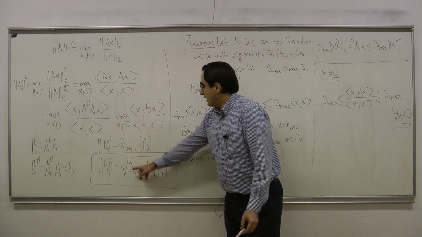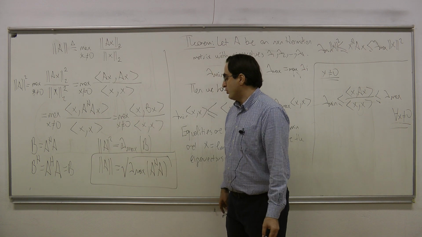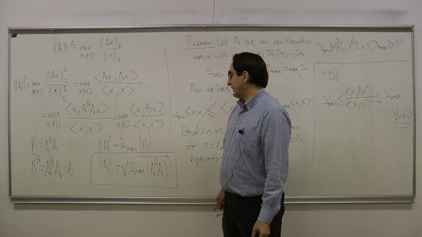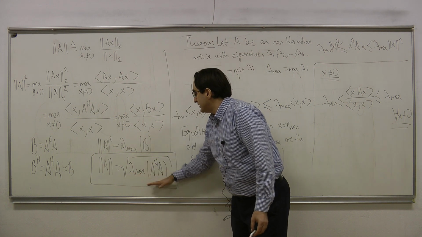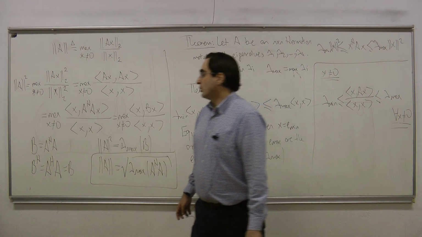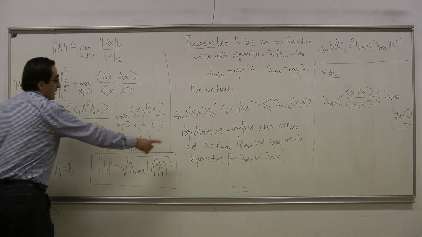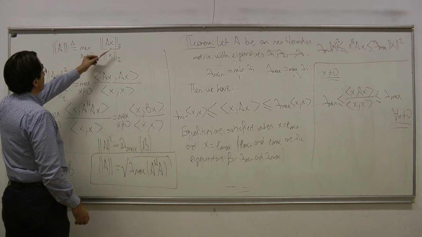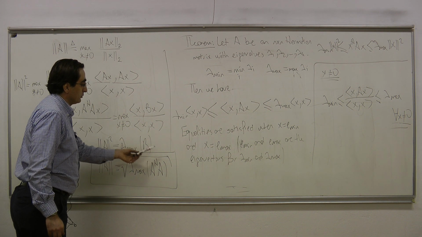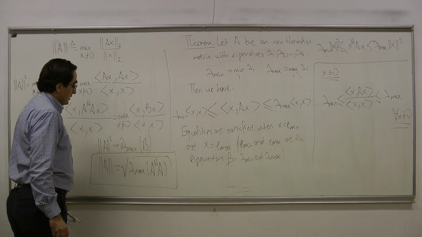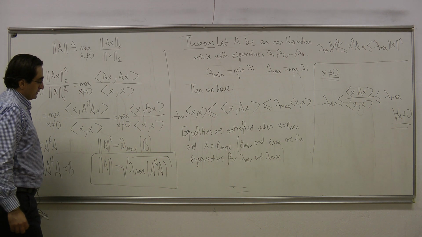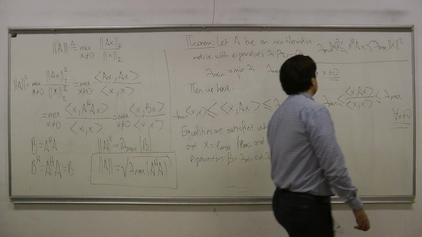So any eigenvalue of the matrix A Hermitian A would be called a singular value of the matrix A. And this is nothing but the square root of the maximum singular value of A. So the induced norm of A, when I choose L2 norms here, would be the square root of the maximum eigenvalue of the matrix A Hermitian A, or the square root of the maximum singular value of the matrix A.